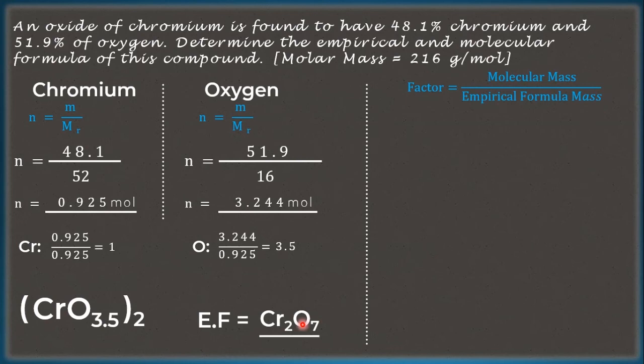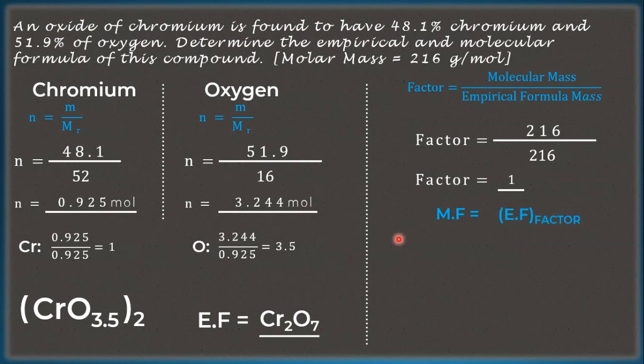What you're going to find here, if you found your empirical formula mass correctly, is that we're going to have 216 and 216. Wow, right? So it simply implies our factor is going to be 1. Whenever this happens, you know that my empirical formula is the same as the molecular formula. However, you can continue. You put the 1, you say molecular formula is equal to empirical formula multiplied by the factor. Then you say Cr2O7 multiplied by 1, which changes nothing.